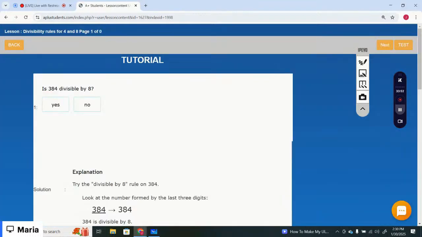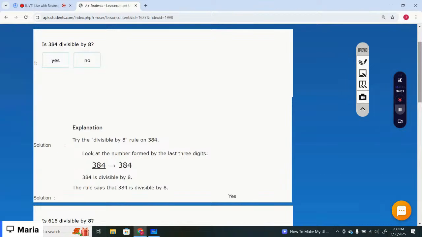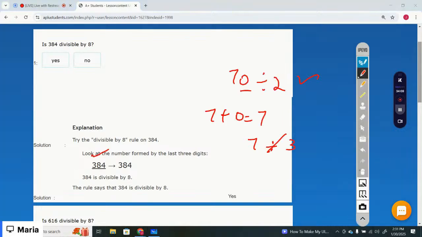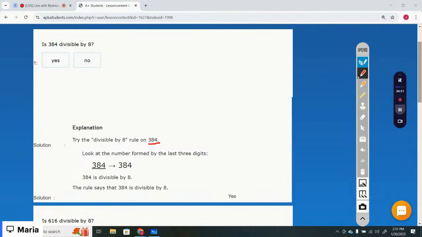The divisibility rule for 4 and 8. Is 384 divisible by 8? The divisibility rule for 8 is if the number formed by the last three digits is divisible by 8, the number is divisible by 8. That is also a three-digit number, right? You have to see if 384 is divisible by 8. Yes, it is divisible by 8, right? That means the number is divisible by 8.